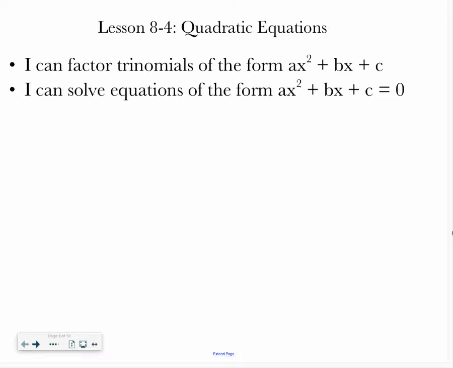Hello class, welcome to lesson 8.4, which is all about quadratic equations. By the end of this lesson, you should be able to factor trinomials with the form of ax squared plus bx plus c, and you should be able to solve equations of that same form.